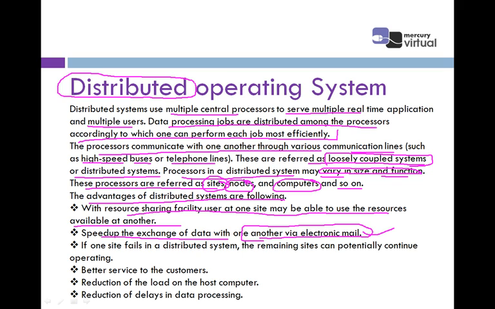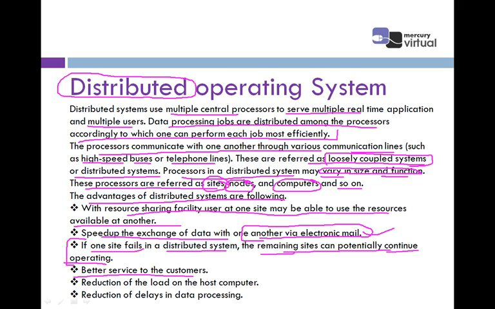Now next one. If one site fails in a distributed system, the remaining sites can potentially continue operating. The best example is right now. Joseph is not getting my voice, right? But Nelda is getting my voice. So Nelda and I can interact efficiently. If one of the sites, that is Joseph's system, is not working properly, this does not mean that the whole line is disturbed. Nelda and I can contact easily without Joseph. So this point says if one site fails, the remaining sites, that is Nelda and me, can potentially continue operating.